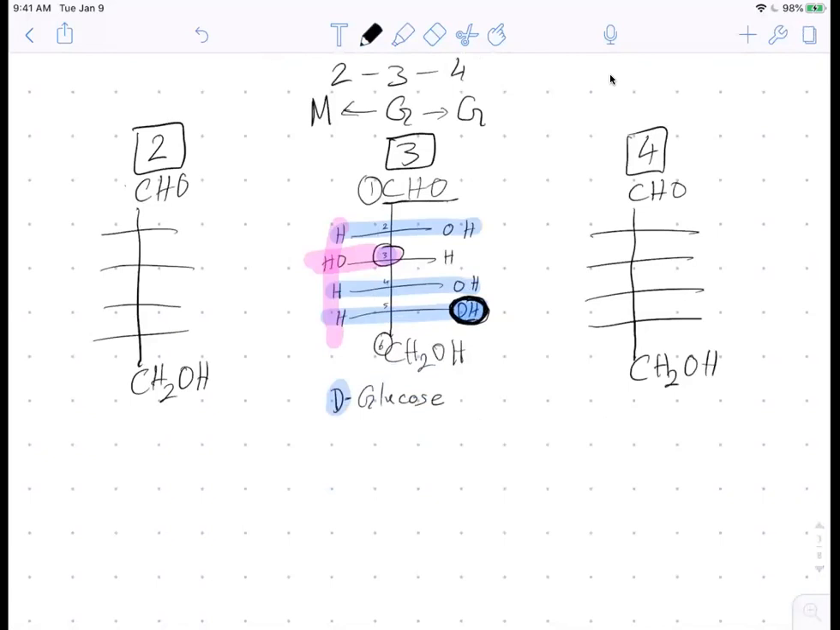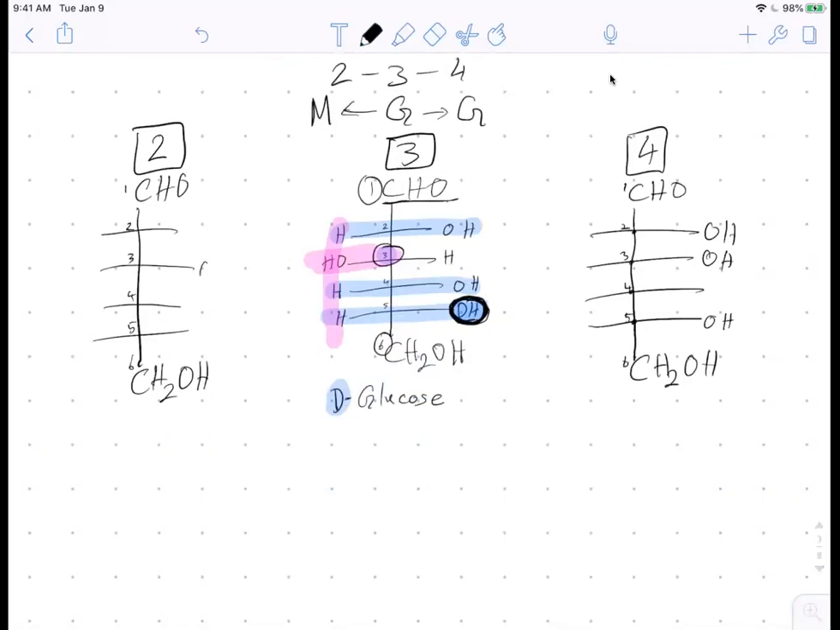1, 2, 3, 4, 5, 6. The intersection represents a carbon. It's just hidden away in the intersection. We're not calling it out, if that was not yet obvious. Sorry, I forgot to mention that. Okay, so fourth position. Everything is OH, OH, OH, other than the fourth position. We'll come back to that.